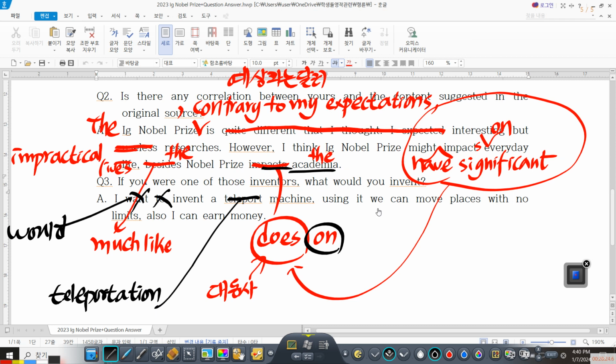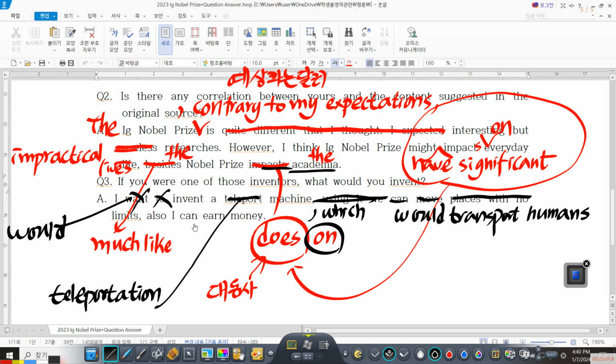Okay, using what? Which can, is it can? Which would transport human? Really? Humans. No limits. I don't like it. Oh, you can earn money. No. You can transport humans. That's okay. Without limitation. Oh my gosh.